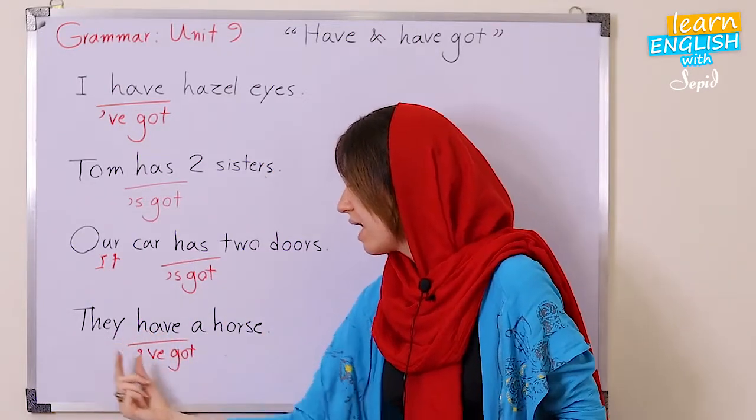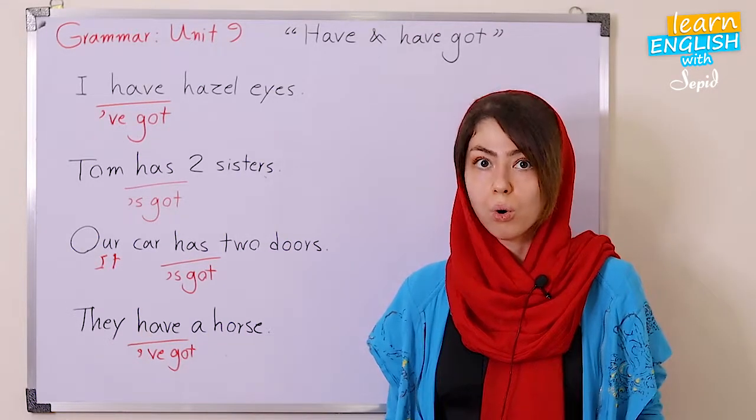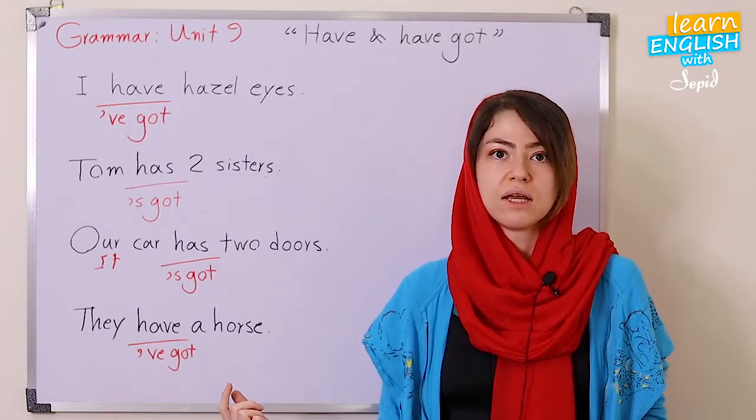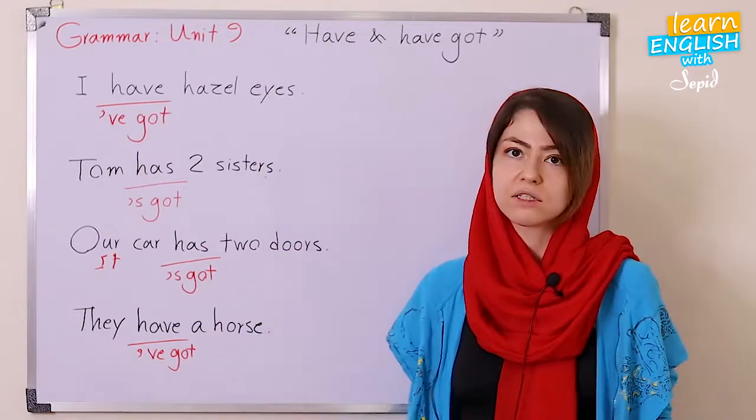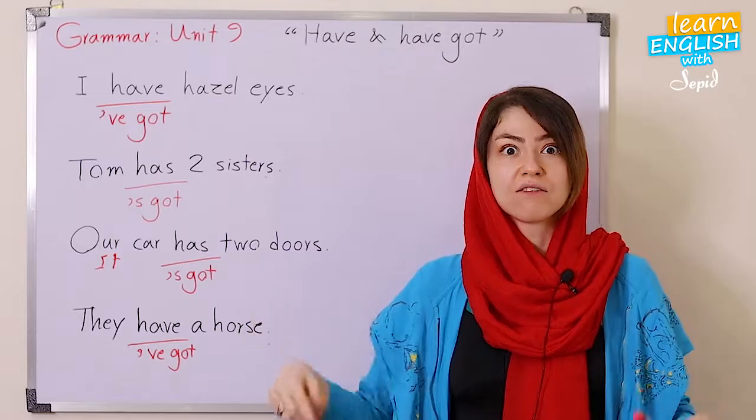Now next, they have a horse. Or we can say they've got a horse. They have got a horse. They've got a horse. That's it. So these were the examples. Now let's go to the negative form.